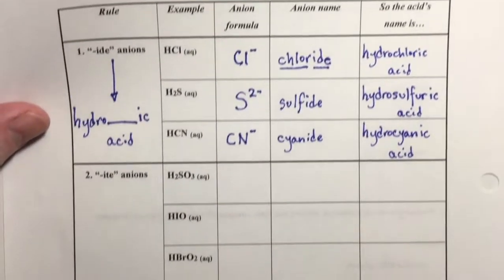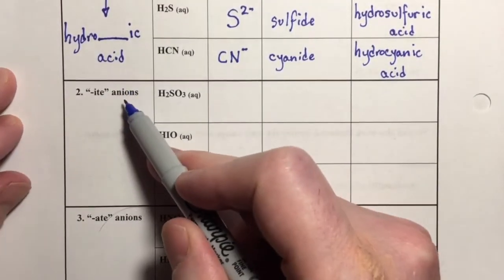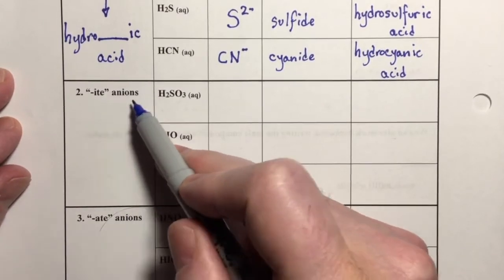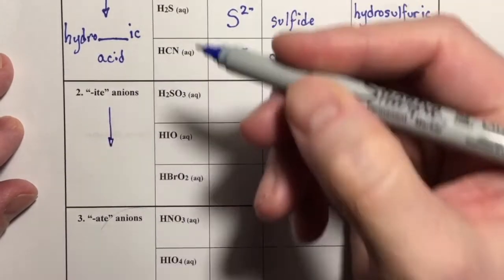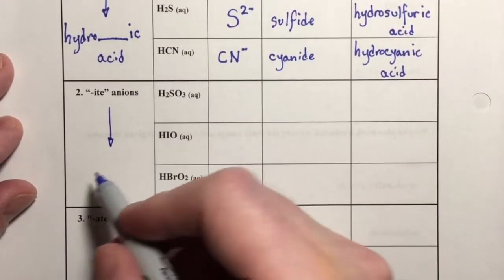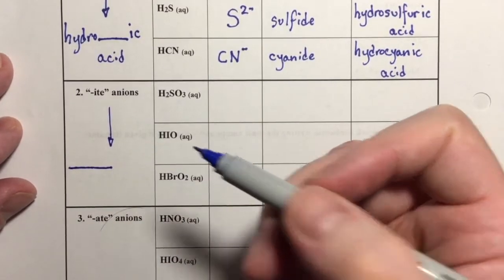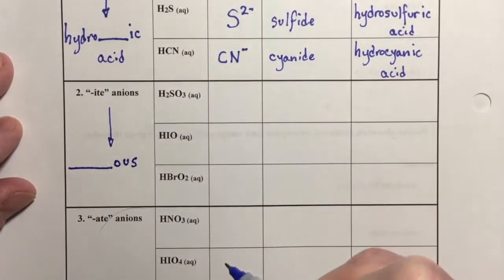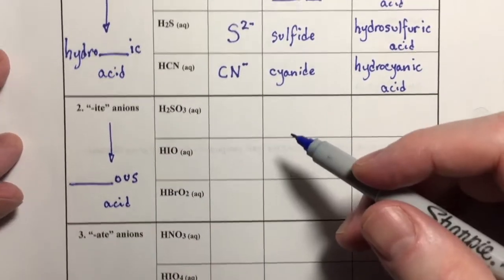Now, moving on to rule 2, let's take a look at what rule 2 says. Rule 2 says look at the anion name and look at its ending, and if it is an ITE, then you're going to use the rule 2 naming convention, and that says that the acid is going to be named according to this pattern. You will have the root word for the anion and an OUS ending, and then the word acid. So let's take an example here.